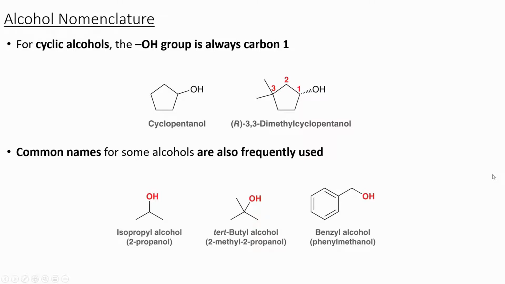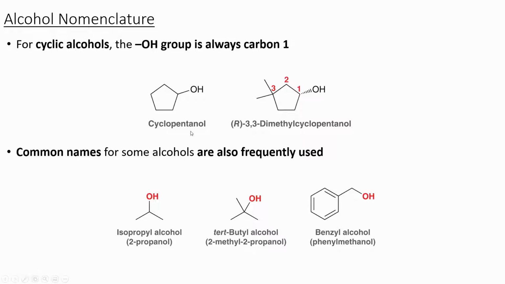For alcohols where the OH is attached to a ring, we're always going to prioritize it as number 1. So if we just have a simple cyclopentanol, that would also be cyclopentane-1-ol.